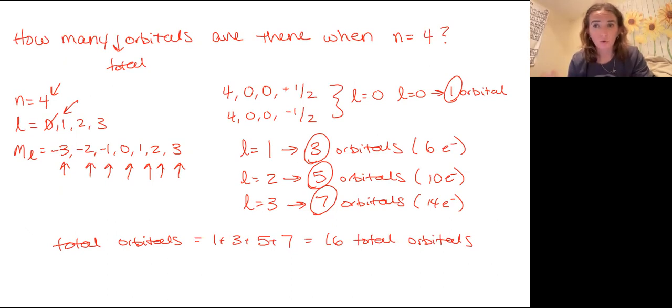Does that make sense, how we found the total number of orbitals? Okay. If we were just talking about when n is equal to four and l is equal to three, then we would just have -3, -2, -1, 0, 1, 2, 3, and that would give us our seven total orbitals. But here, since we're talking about energy level four, we have to talk about all possibilities of l, and therefore all possibilities of m sub l. So we have 16 total orbitals here, which means we would have 32 total electrons. We wanted to talk about it that way as well.